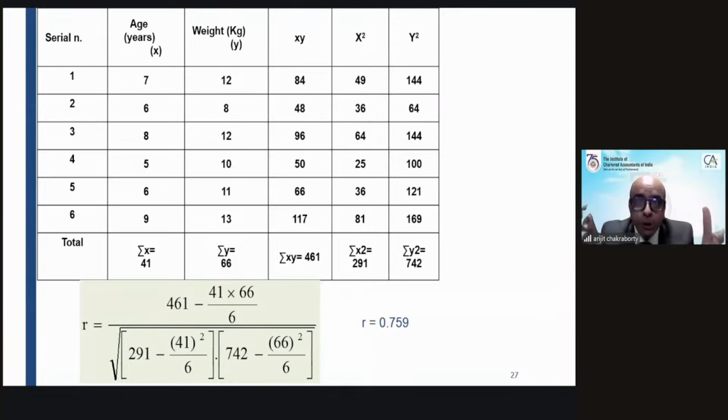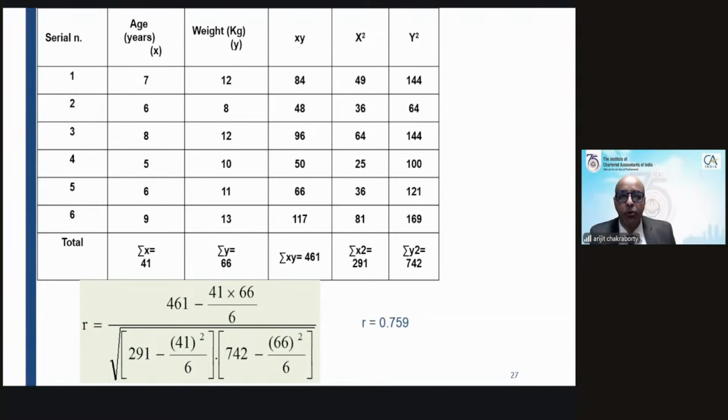x यानी एज, उम्र, sigma x also we have computed 41 and sigma y also is calculated to be 66. We have calculated sigma xy and then x square. So जो मैं बता रहा था अभी कि 7 का स्क्वायर अब देखिए 49, 6 का स्क्वायर इज 36. सीरियल नंबर 3 पे आइए, एज इज 8 यानी x इज 8, स्क्वायर इज 64. इस तरह से x स्क्वायर का पूरा कॉलम टोटल करने के बाद सिग्मा x स्क्वायर इज कमिंग टू 291.